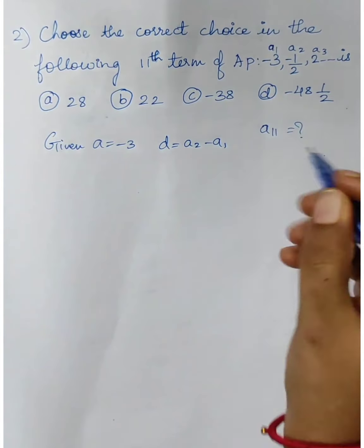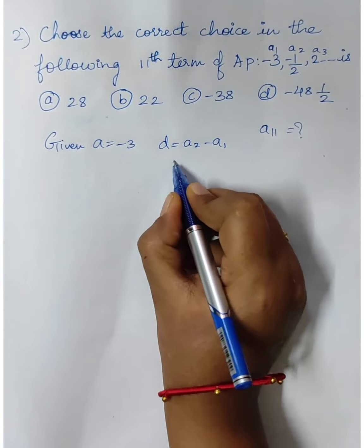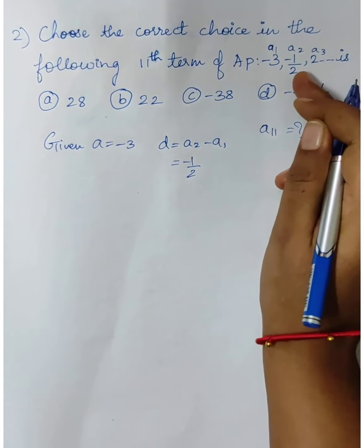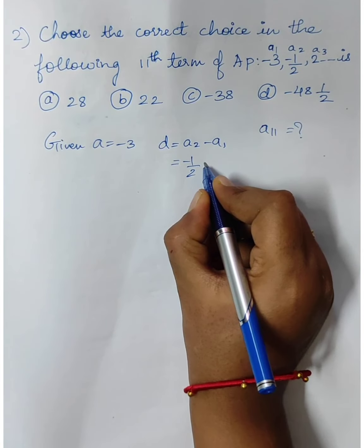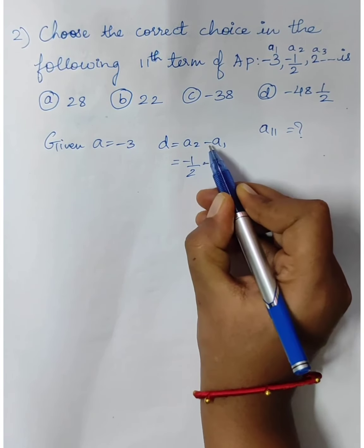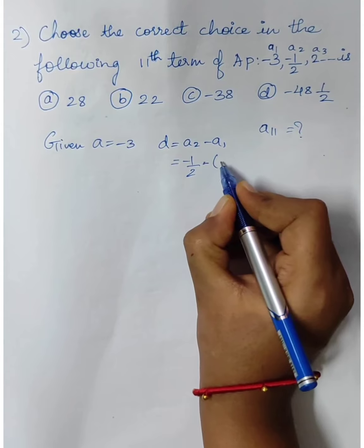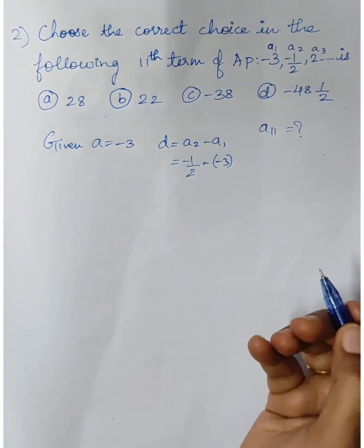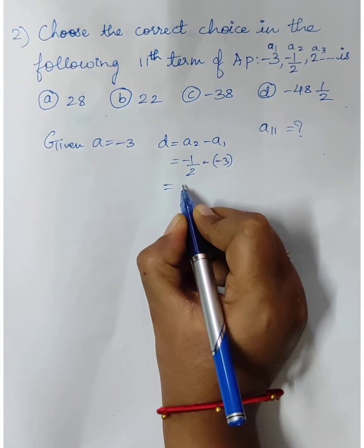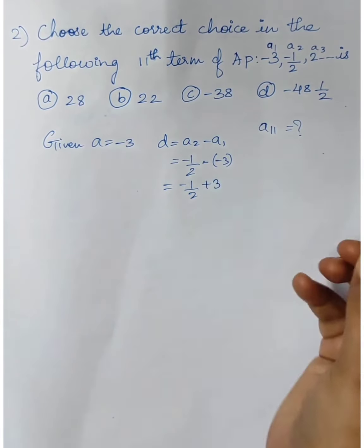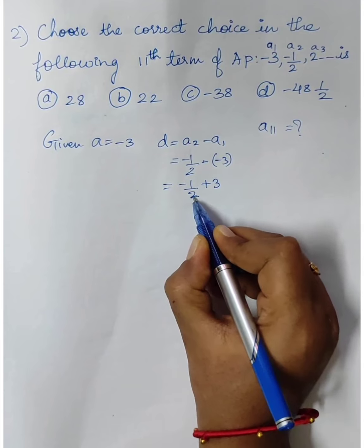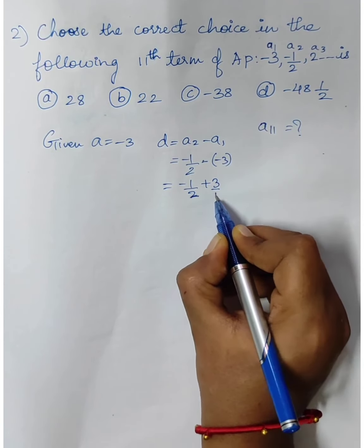It's very simple. Now A2 is what? Minus 1 by 2, already given in the question. And what is A1? A1 is minus 3, so this minus sign stays as it is. Now solve it. Minus 1 by 2, minus into minus will be plus, so plus 3. Here in the denominator it is 2 and here it is 1.